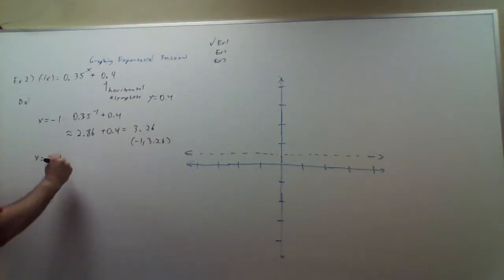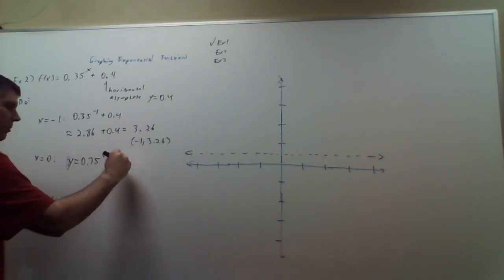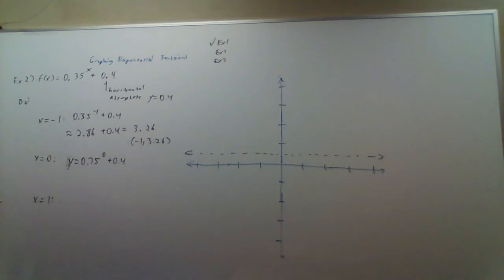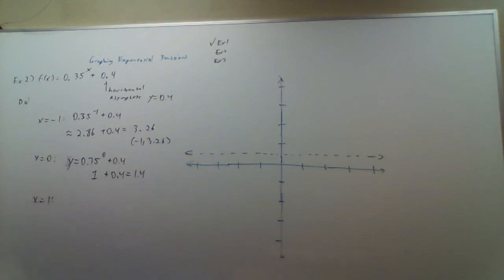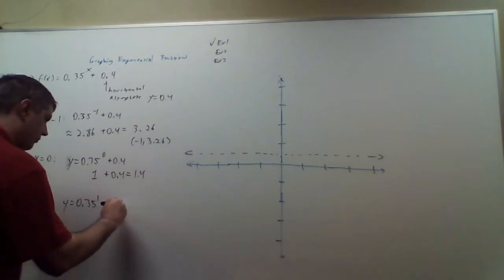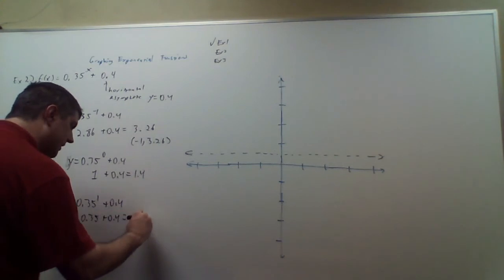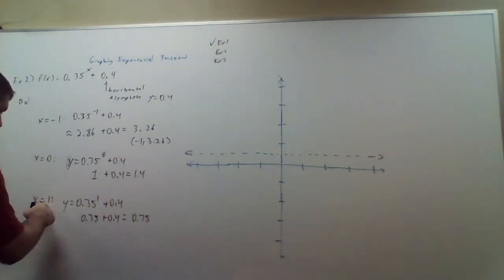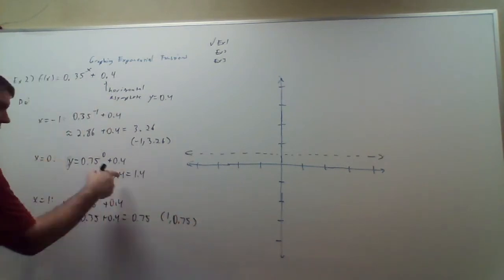At x equals 0, we would have y equals 0.35 to the 0th power plus 0.4. That's 1 plus 0.4, 1.4. And then finally, y equals 0.35 to the first plus 0.4. Well, that's 0.35 plus 0.4, 0.75. So this point is 1, 0.75, and this one is 0, 1.4.